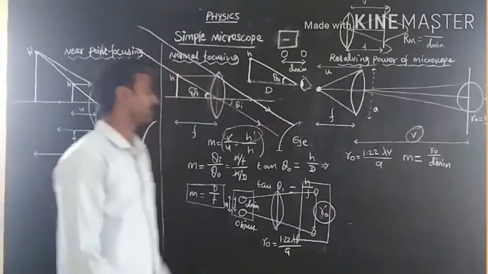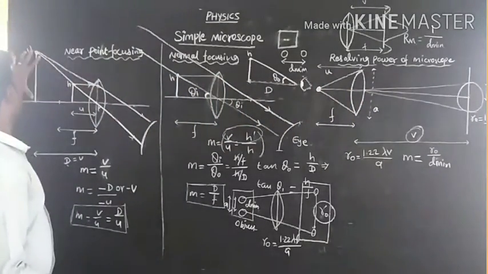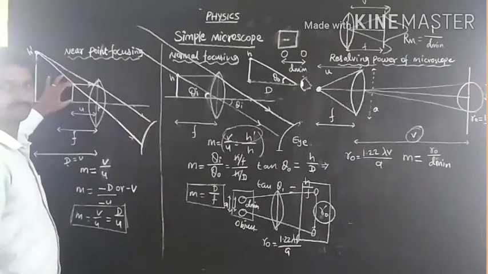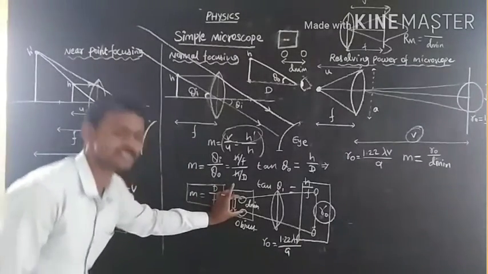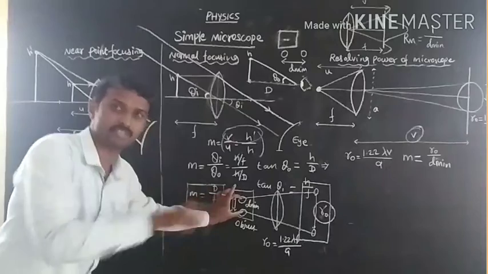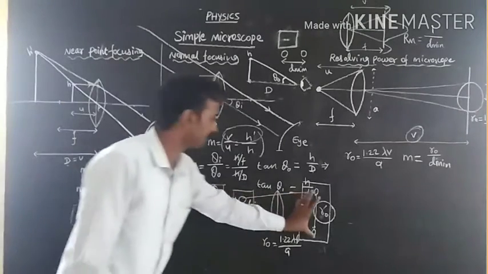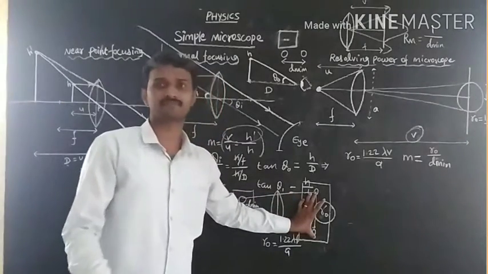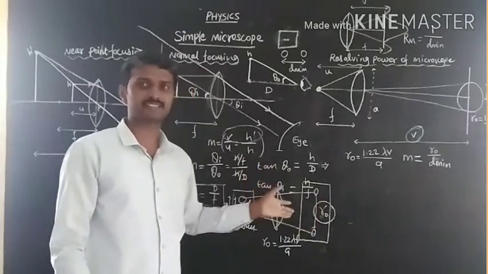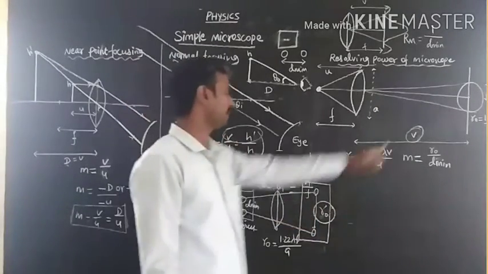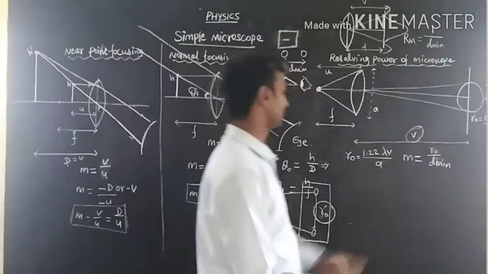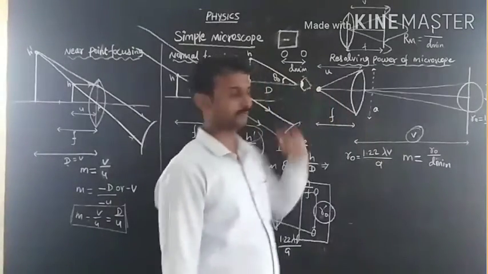What have we said in this title? The height of the image to the height of the object, and the distance between the separation of an object to the distance between the separation of the image. That's all. Height and distance are there. Therefore, R naught divided by d minimum is a new relation for magnification of the microscope.